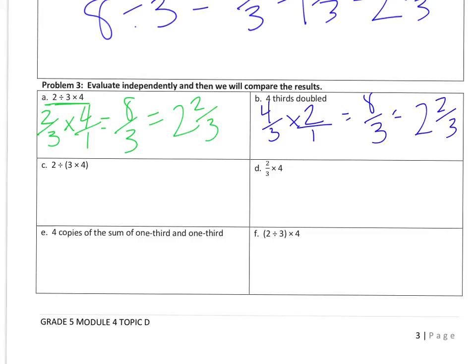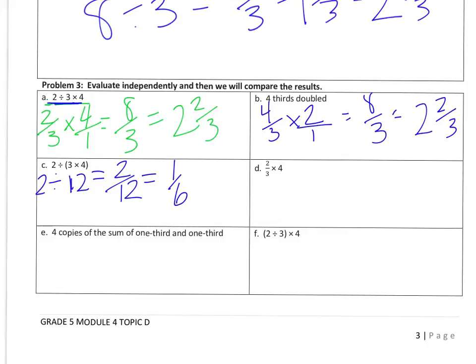How about down here? Ooh, so C looks a lot like A, only there's some parentheses. So we know parentheses mean you do that first. So 3 times 4 is 12. So we're looking at 2 divided by 12. Well, we know that 2 divided by 12 equals 2/12. And we can reduce that down to 1/6.